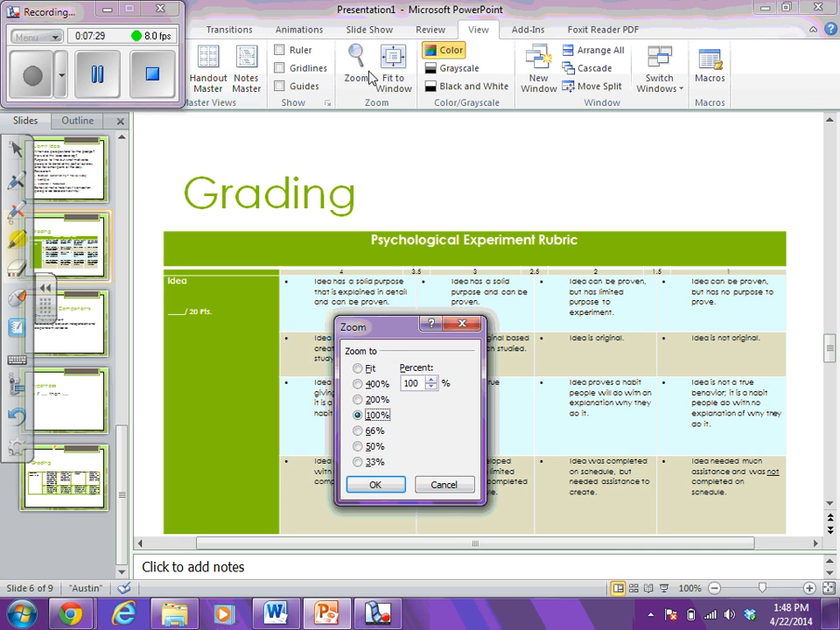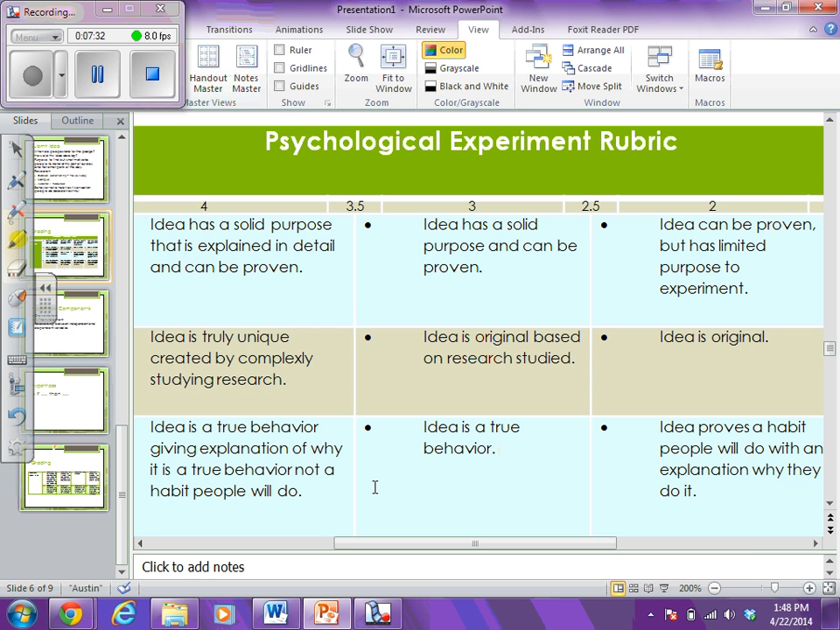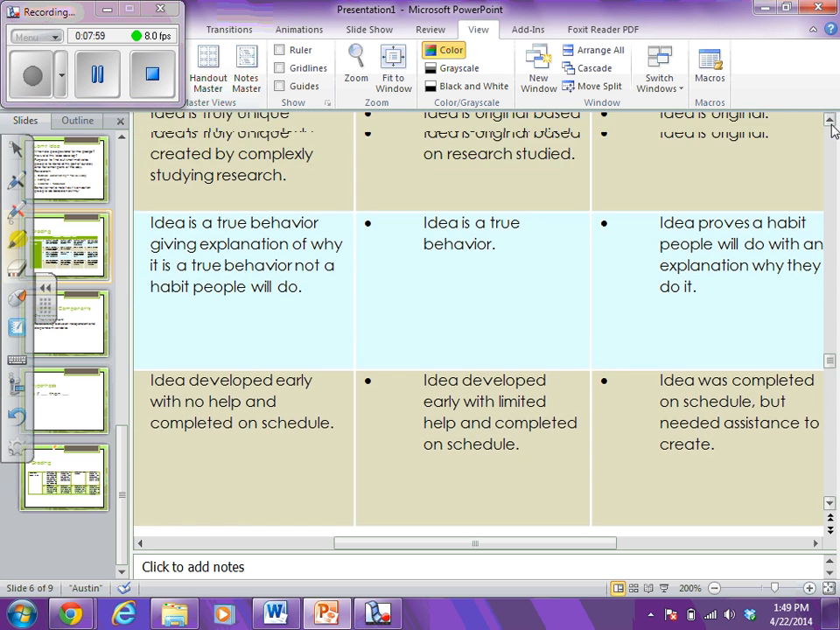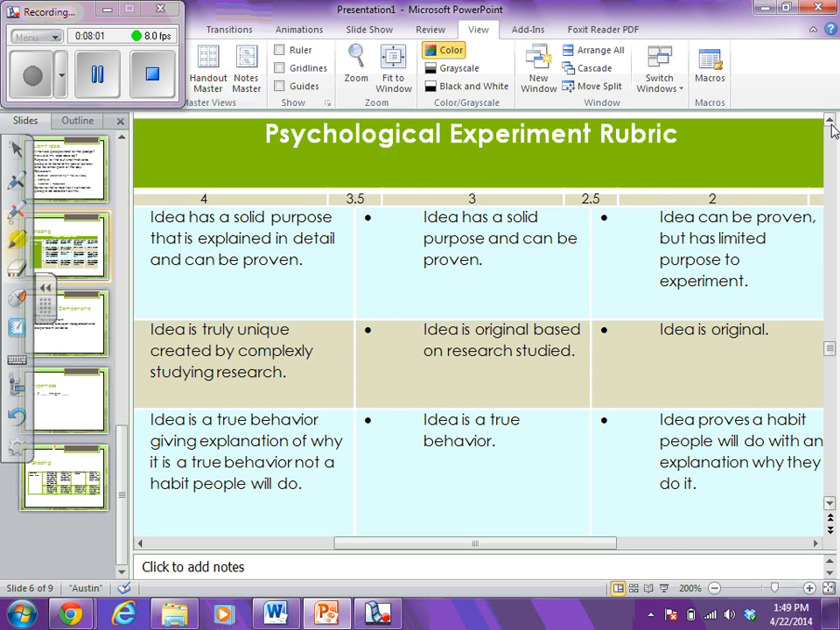That's not quite big enough. I'm just going to go down the 3 column anyway. I have a solid purpose. My idea can be proven. It's original, and I looked at some research. I did some research. I studied some things. It's a behavior. I don't feel it's a habit. We don't just stand up because it's a habit. Otherwise, we wouldn't have been able to test it. And then this was developed early with a little bit of help from you. So thank you for that. And that's why I feel this is a proficient idea. Okay? As a little bit more in depth. That's why it's worth 20 points. Okay?